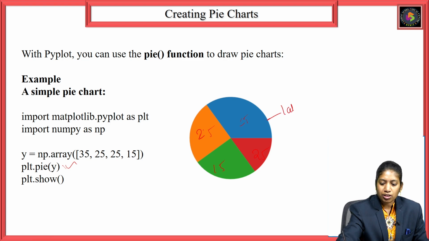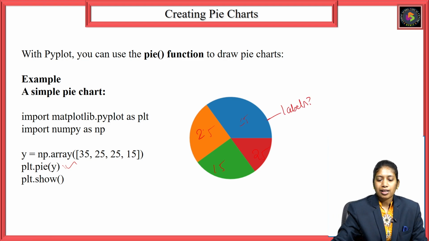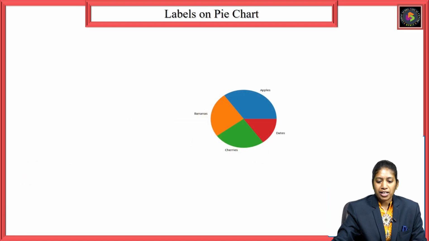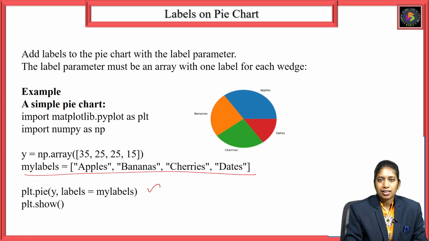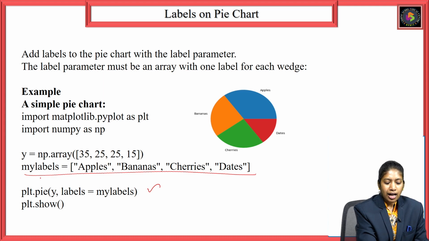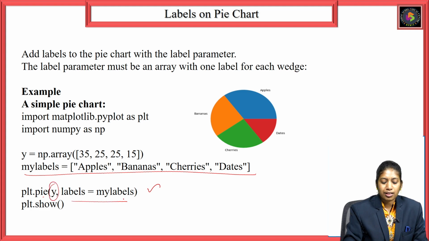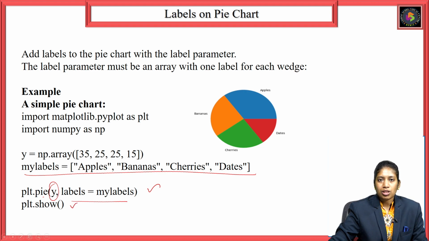How to give labels to this? We can draw labels for the pie chart also, along with the labels attribute. First we need to write our own labels. These are the labels in a list named mylabels. Finally I am calling the pie function, passing the points and labels equals mylabels. Finally I am showing. So we can add labels to the pie chart with the help of the label parameter. The label parameter must be an array with one label for each wedge.